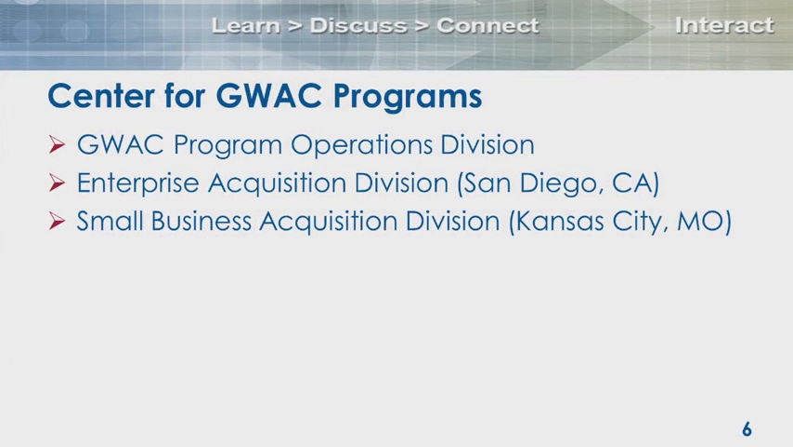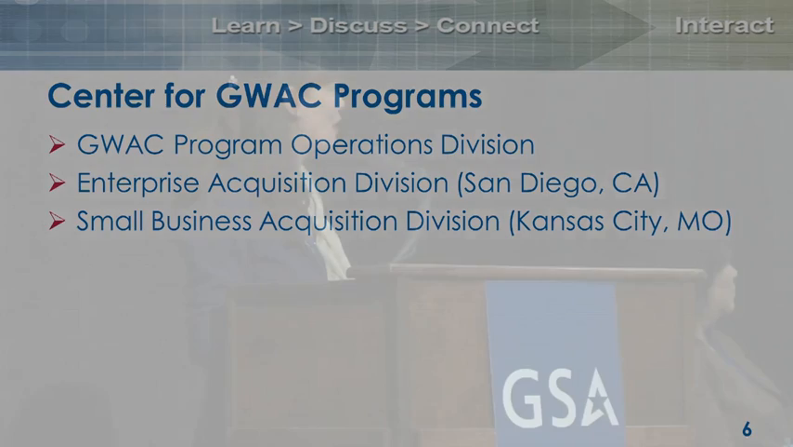Okay, a little bit about our GWAC programs. Our GWAC Program Operations Division is out of Washington, D.C. That's where I'm located. And then we have the Enterprise Acquisition Division, which is operated out of San Diego. That division manages the Alliant GWACs, the large business vendors. And then we have the Small Business Acquisition Division. It's out of Kansas City. That division manages the Alliant Small Business, VETS, and 8(a) STARS as well.